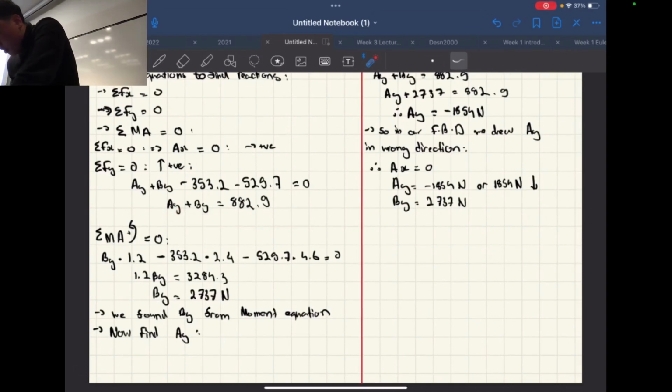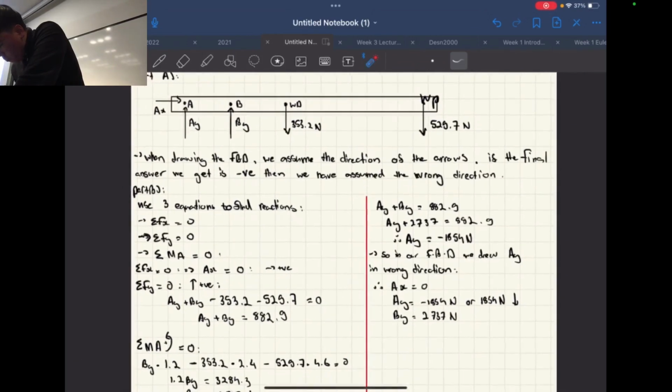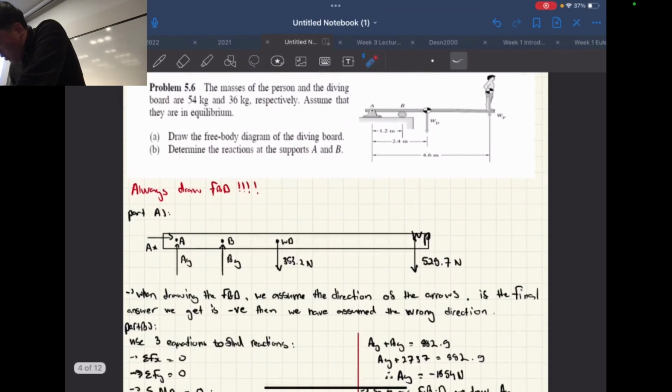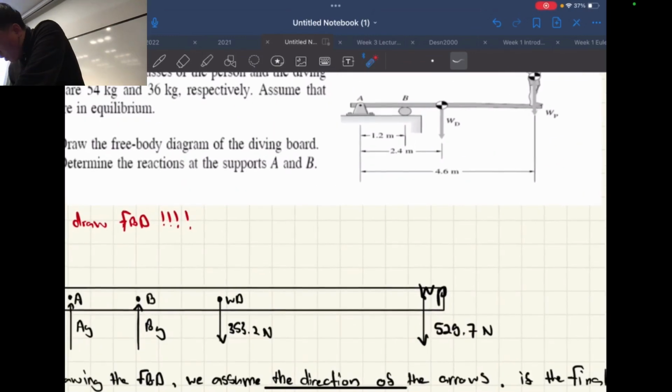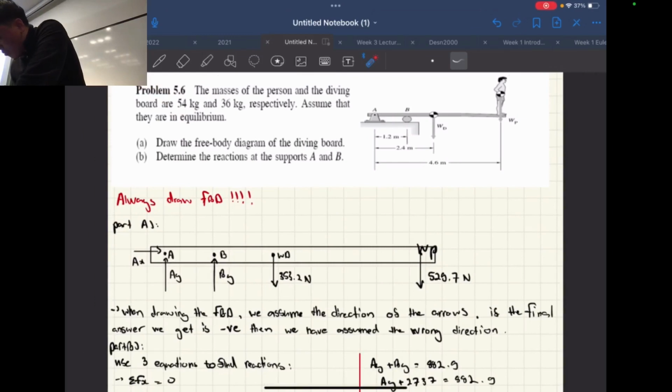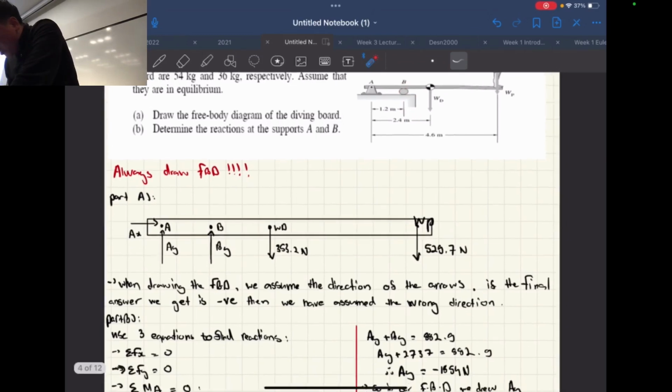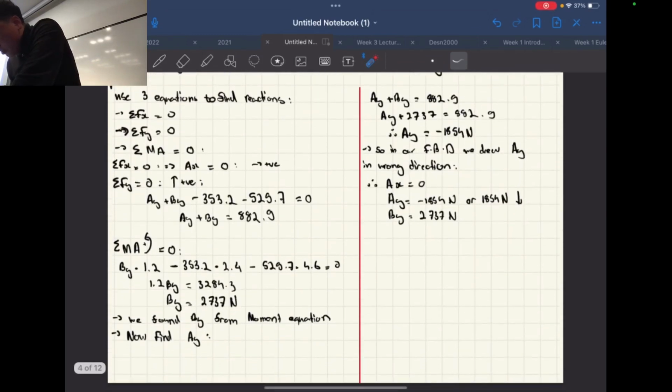We can form the third equation from the moment, because with Ay plus By you have two unknowns and only one equation. You can't solve that, so you have to form another equation to solve the two unknowns. So moments: here By is acting upwards at 1.2 meters from point A. We're taking moments at point A. If it's acting upwards like this, it would cause an anti-clockwise moment, so that would be positive. So it would be By times 1.2.